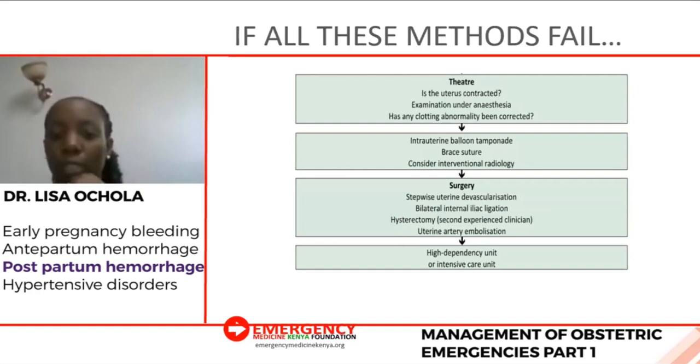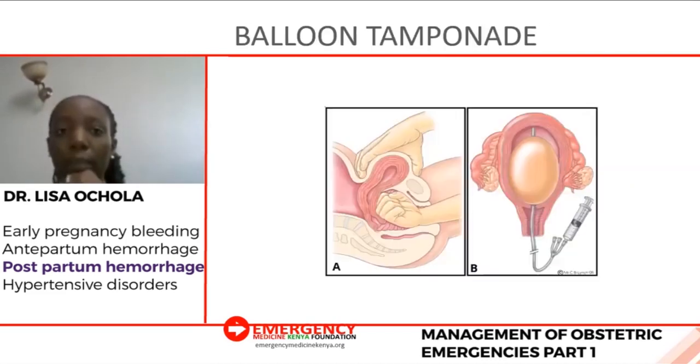And that's what we're going to discuss. The other things of surgery, that one is fine and it's known and they can be tried because you've already resuscitated the patient at that point. So with the balloon tamponade, this is just an example. If you look at picture B, which just shows us an example, that's like a Bakri balloon that just causes pressure on the uterine walls.